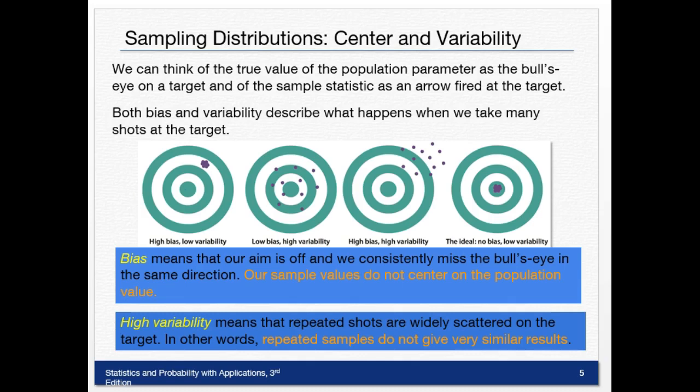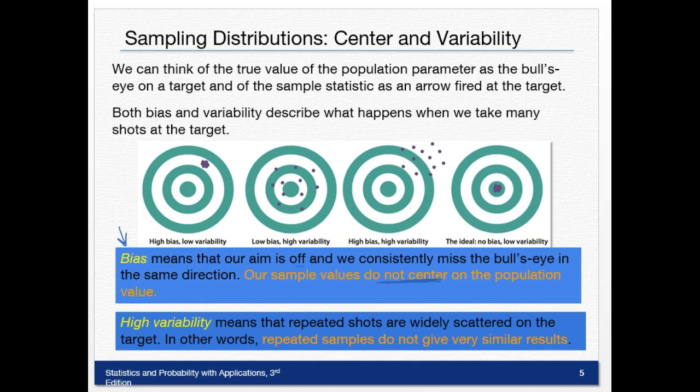Look at this one. This one has low bias, meaning they're getting close to the center, but it's high variability. They are spread apart. They're not clumped together. All right? So bias, write this down. Bias means that our aim is off, and we consistently miss the bullseye in the same direction. Our sample values do not center on the population value. We need it to center on the right value, but that's what happens when you have bias. They don't land where they're supposed to.